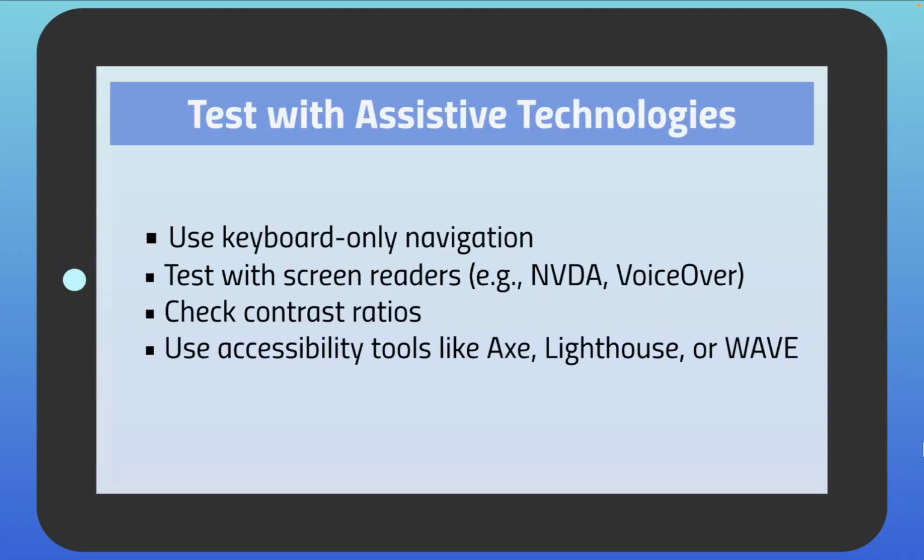Test with assistive technologies to ensure that your content is accessible. Use keyboard-only navigation. Test with screen readers like NVDA or VoiceOver. Check contrast ratios, and use accessibility tools like Axe, Lighthouse, or WAVE.